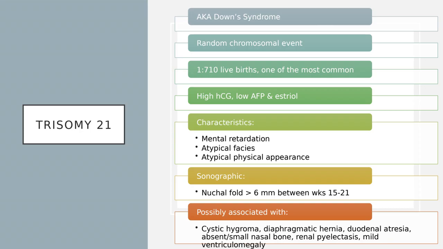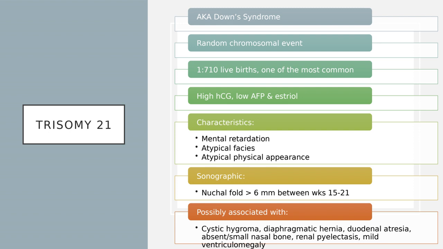Next, we have trisomy 21, best case scenario of genetic conditions. We all know somebody who has Down syndrome or know of someone who has Down syndrome. This is not something that is worrisome by any means, but it is something that is considered a genetic condition. So this is a random chromosomal event, extremely, extremely common, 1 out of every 710 live births. With testing, we're going to see high levels of HCG, but low levels of AFP and estriol. Characteristics for these patients are going to be that atypical facies, atypical physical appearance, and mental retardation in some cases. I don't typically like that term, but it is a medical term.